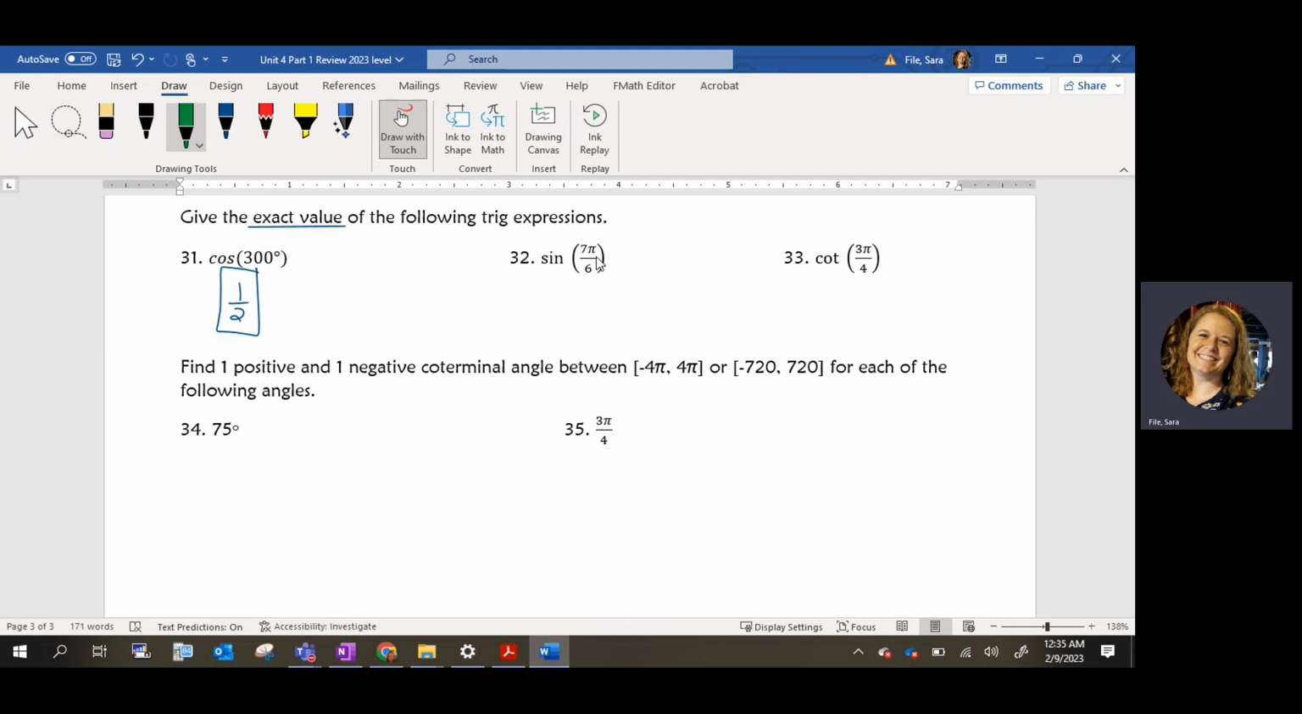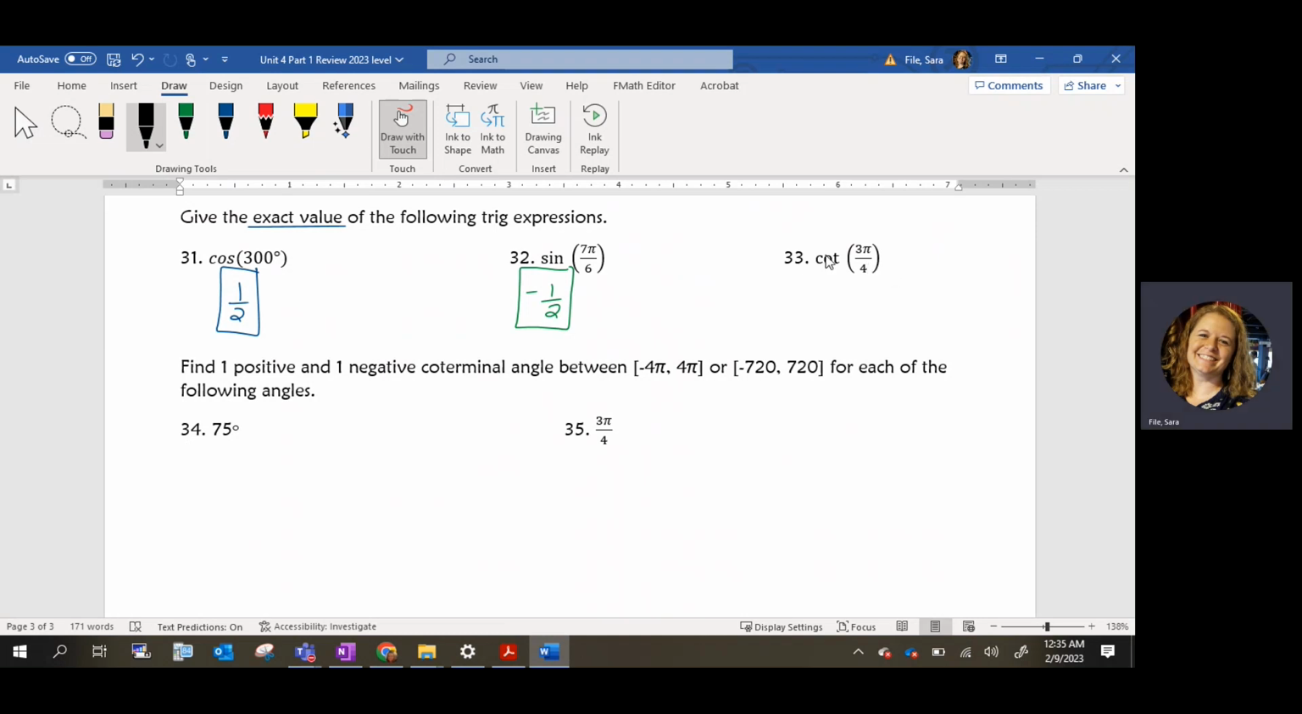Sine at 7 pi sixths. So 7 pi sixths is in quadrant 3, the pi sixth reference angle. And so there I know that sine is 1/2. But it's in quadrant 3, and I know sine is negative. Or you can just look at your unit circle and see this is the answer.